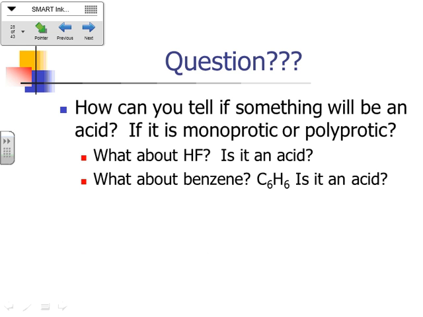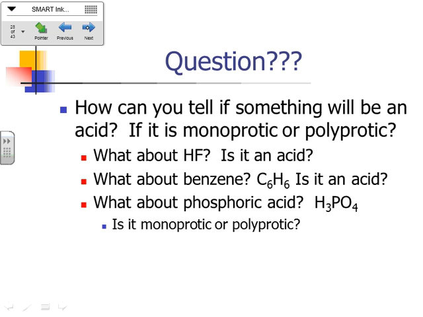Benzene, C6H6. Is that an acid? Probably not. It doesn't start with an H, right? The convention is we start the formula with an H if it's an acid. Okay, that does have some hydrogen in it, but it's not at the beginning of the formula. We wouldn't call it polyprotic because it's not even an acid, right? So only acids get classified as mono or polyprotic, okay?